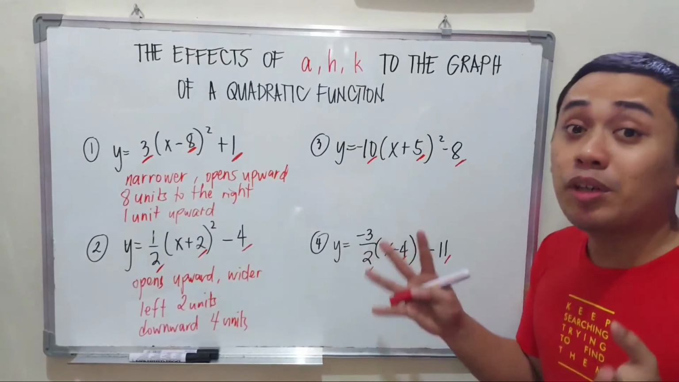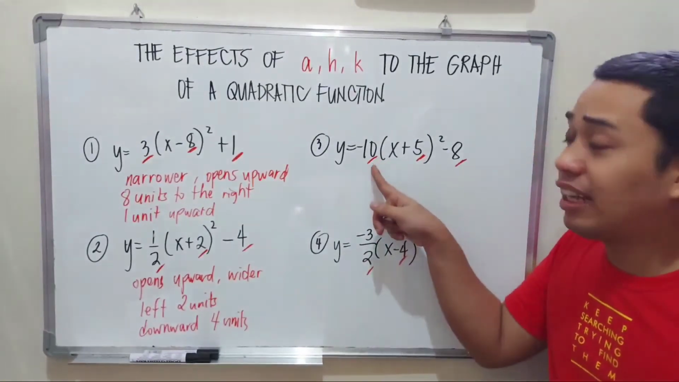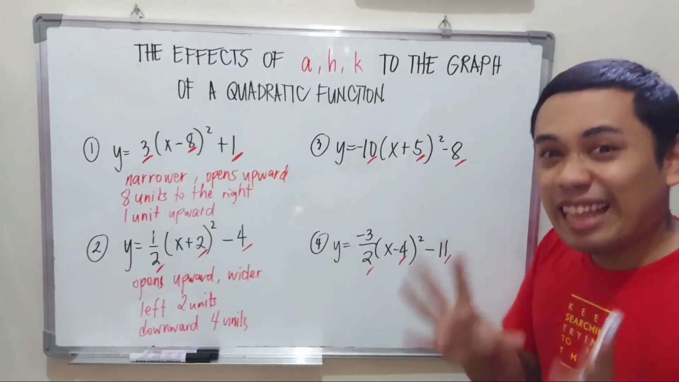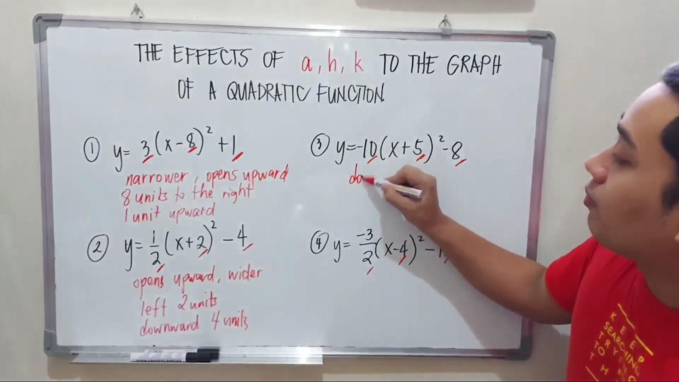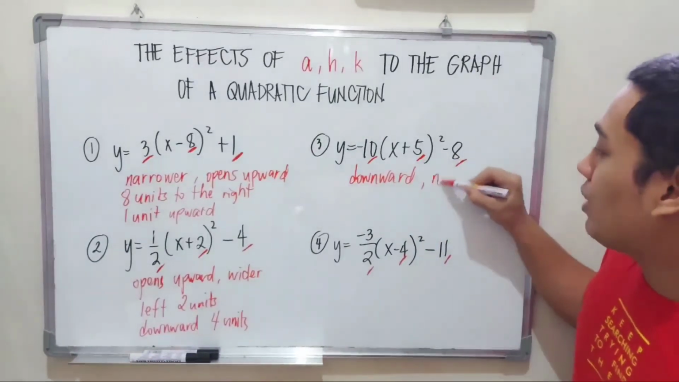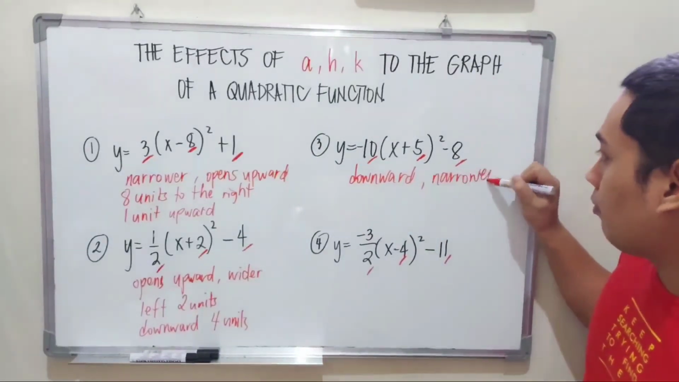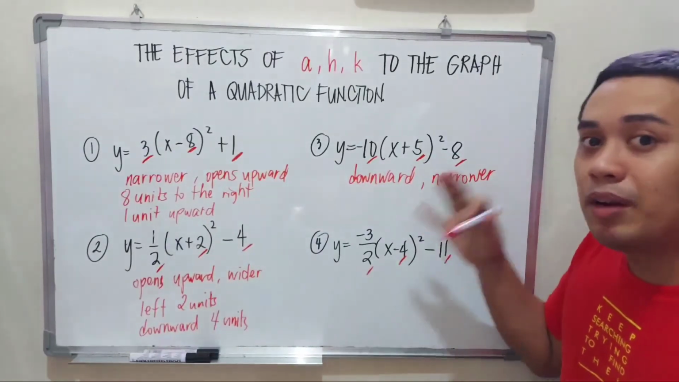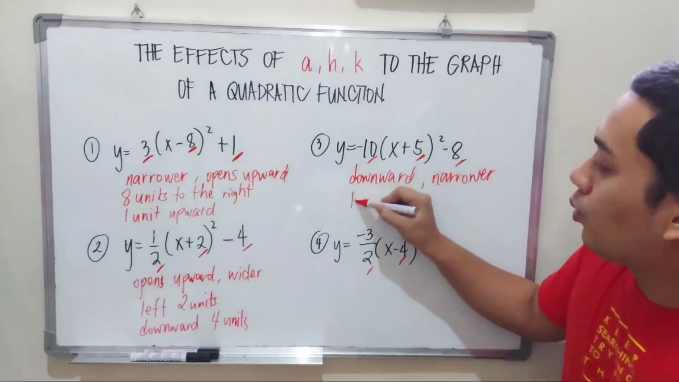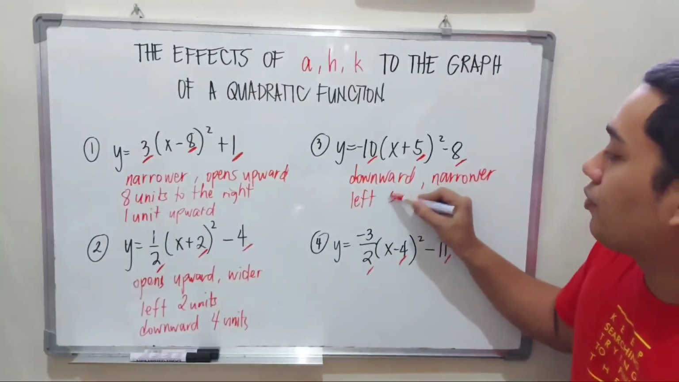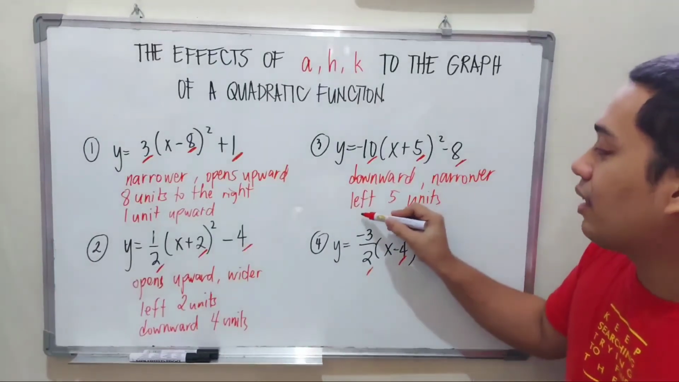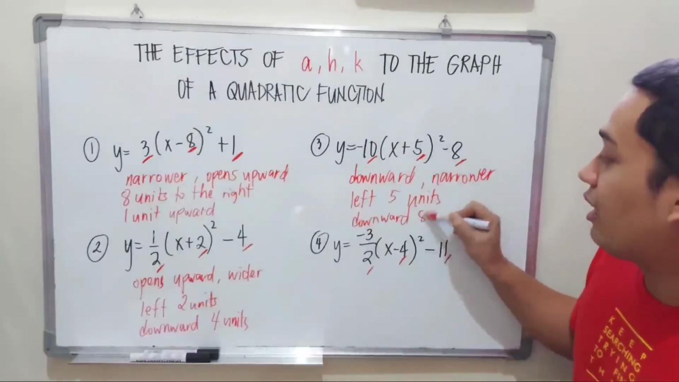Ganun lang. For number 3, analyze ulit natin siya. Negative 10, mas malaki yung absolute value niya sa 1 and negative. So, downward dapat siya and it should be narrower. Positive 5 or plus 5, ibig sabihin h is a negative number. So, to the left, 5 units, and minus 8 siya, kaya downward 8 units.